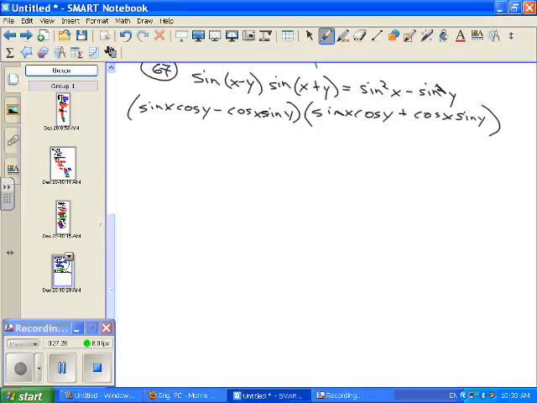So what am I stuck with doing here? No one wants to do this. Yikes. Alright, so I have to FOIL this. So I'm multiplying this one by this. What do you notice about those two terms? So I'm going to get sine squared x cosine squared y.